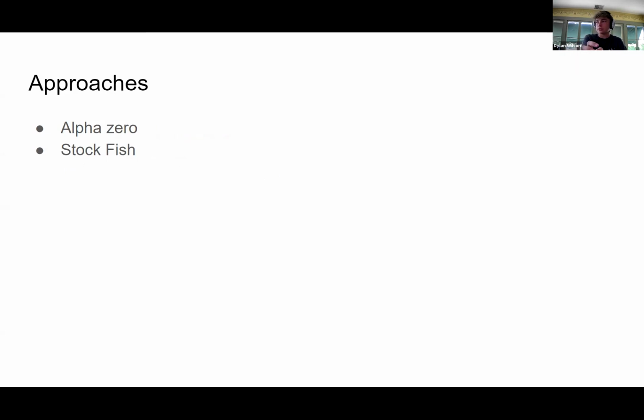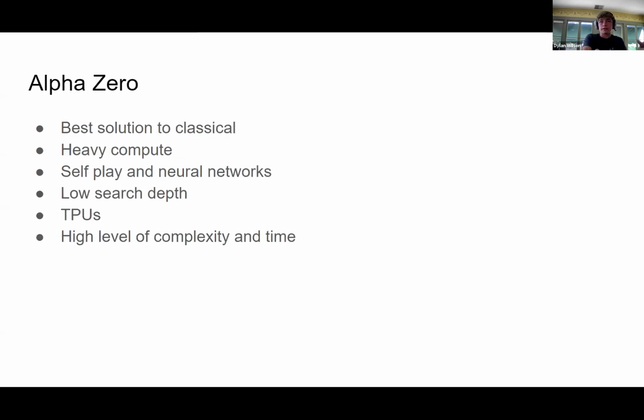The first one was AlphaZero, which I talked a little bit about earlier, and the second one was Stockfish. So a little bit about AlphaZero. AlphaZero is the best solution to classical chess. What it does is that it takes a super advanced AI that has millions of different parameters, and looks at a position and then evaluates it, and it'll search through a few thousand moves, which really is not that many moves. But what it really focuses on is getting a really good evaluation of the board.